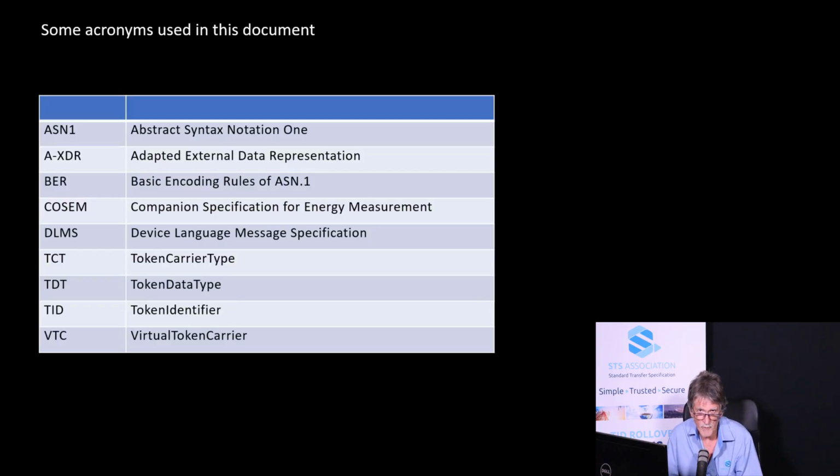Some of the acronyms we will be using in this video and subsequent videos are ASN1, or Abstract Syntax Notation 1, AXDR, BER, which is Basic Encoding Rules of ASN1, COSEM, DLMS, TCT, which you should be familiar with, which is a token carrier type, token data type, TDT, TID, which is a token identifier, which you should also be familiar with, and VTC, which is a virtual token carrier.